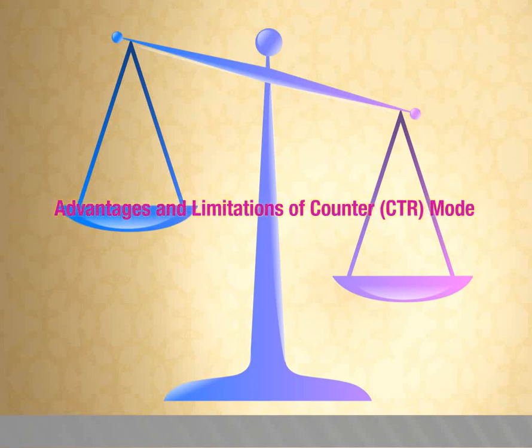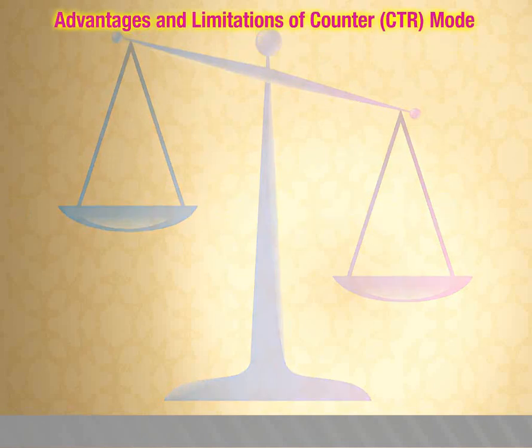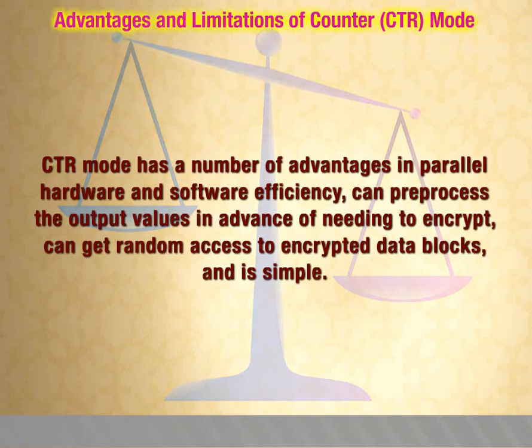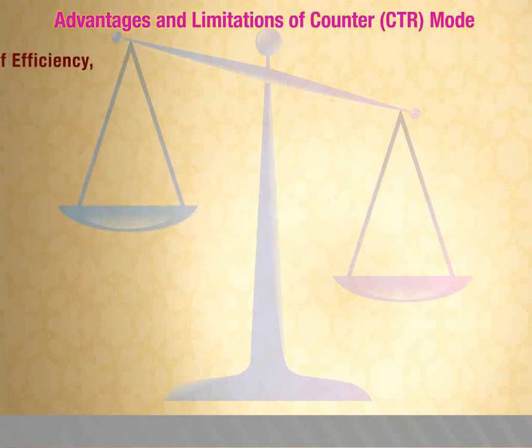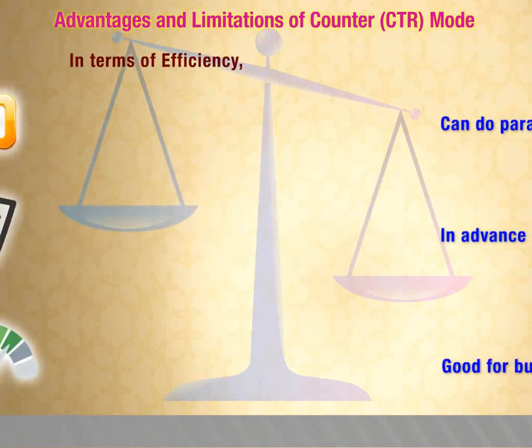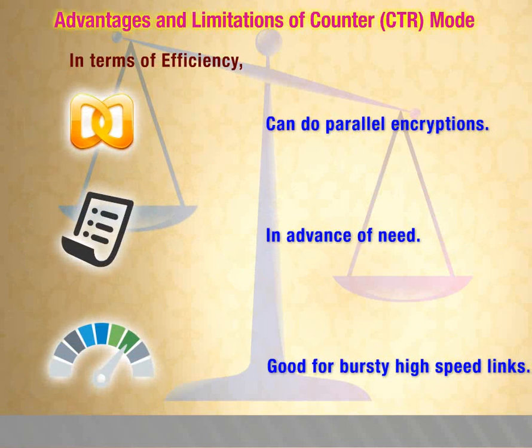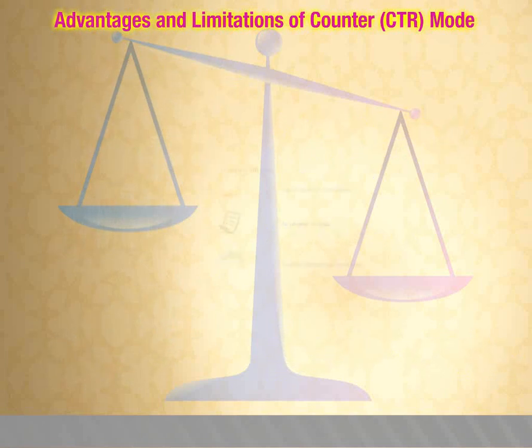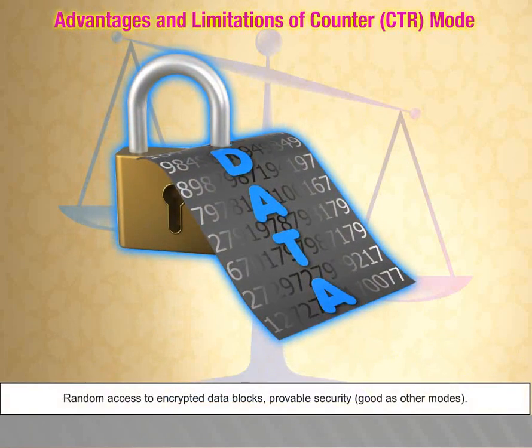Advantages and limitations of counter, that is CTR mode. CTR mode has a number of advantages in parallel hardware and software efficiency. It can pre-process the output values in advance of needing to encrypt, can get random access to encrypted data blocks, and is simple. In terms of efficiency, it can do parallel encryptions in advance of need, good for bursty high-speed links, random access to encrypted data blocks, provable security, as good as other modes.